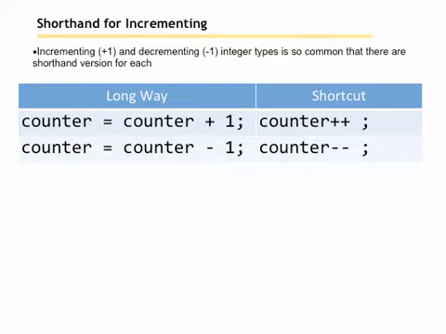We can also subtract 1, use decrementing. Counter equals counter minus 1. We can say counter minus minus, and it will do the same thing. It's less typing. There is no plus plus plus plus. We can't add 2. Plus plus only adds 1. If we wanted to add 2, we would have to say counter equals counter plus 2.